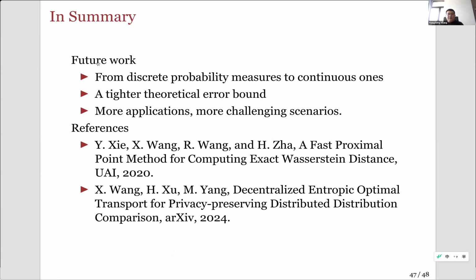The first algorithm, the fast proximal algorithm, was published at UAI maybe a few years ago. And if you are interested, you can read our paper. And for the second one, the decentralized entropic optimal transport for privacy preserving distributed distribution comparison, which is a collaborative work with Professor Hong Tong, if you are interested in this work, you can find it on arXiv.